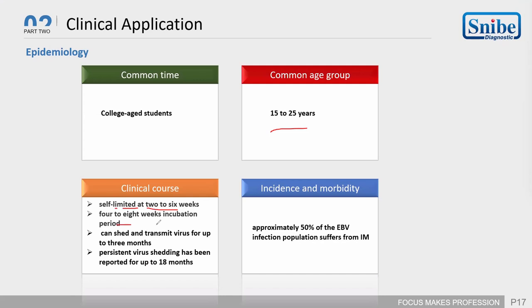A 4 to 8 weeks incubation period exists, and the virus can be shared and transmitted for up to 3 months. So that's the incubation period, and then the spreading period is also defined here. Persistent virus shedding has been reported for up to 18 months as well. Approximately 50% of the EBV-infected population suffer from IM.